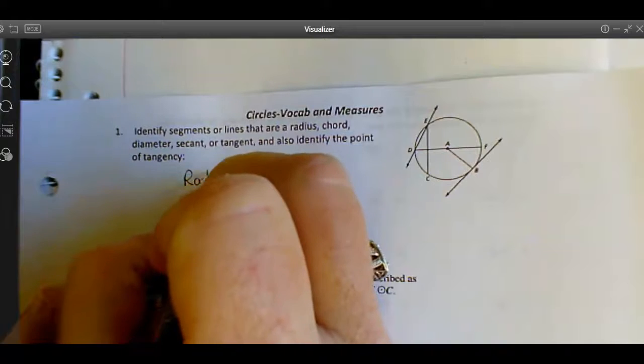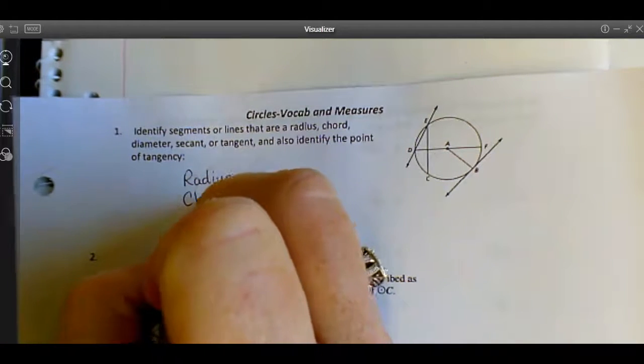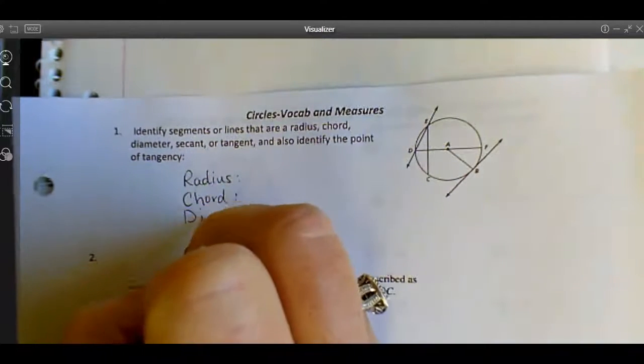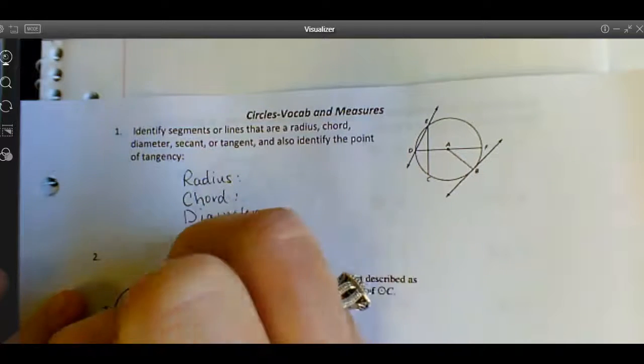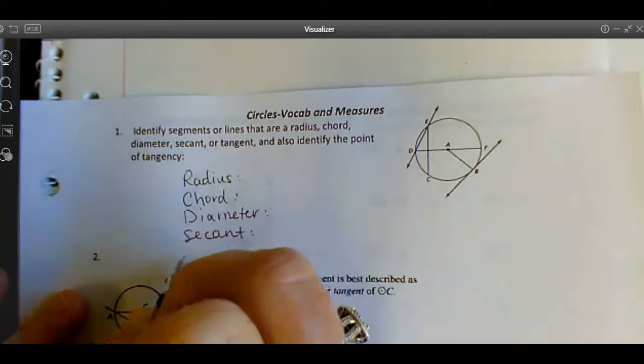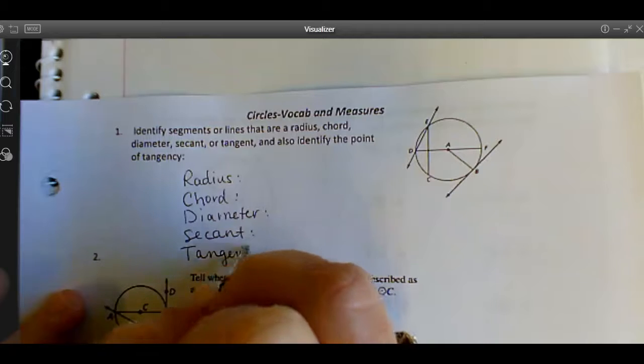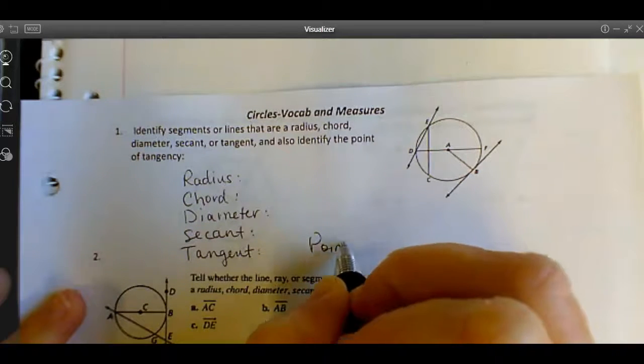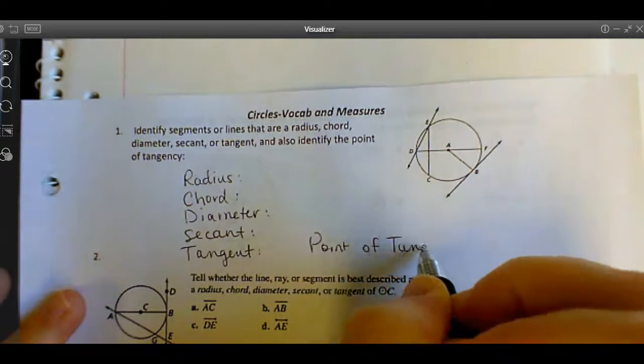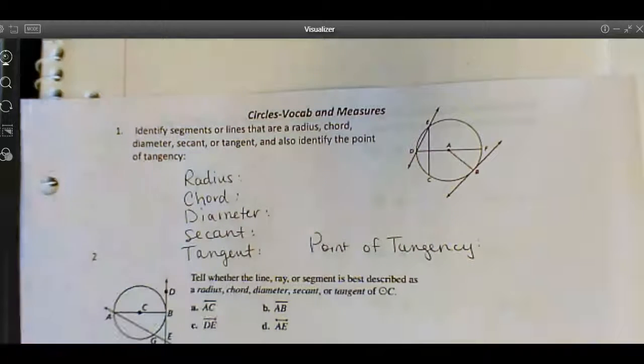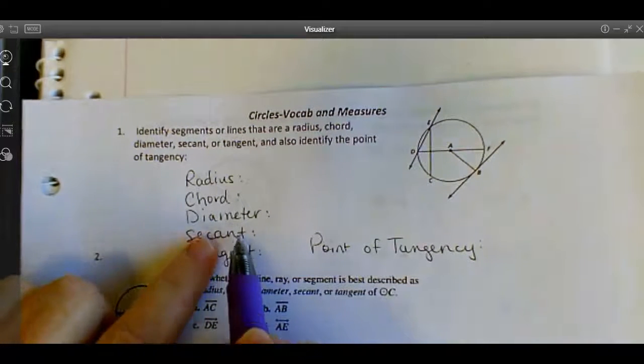Okay, so we need to find a radius, a chord, a diameter, a secant, a tangent, and a point of tangency. So we're looking for all of these things in this picture above. Okay? What you need to keep in mind is that 2 of these are lines, the rest of them are segments. If they are a line, when you write them, you write the 2 letters, but then you write a line above it. So these 2 are the lines.